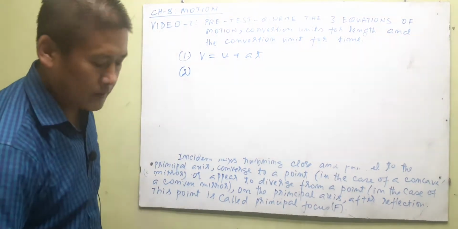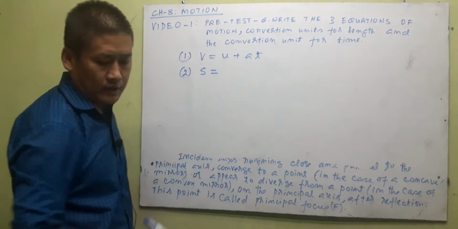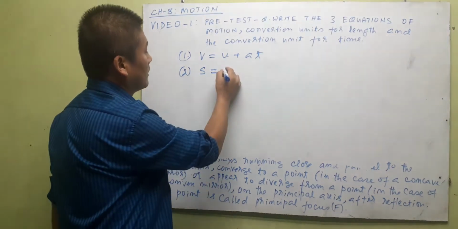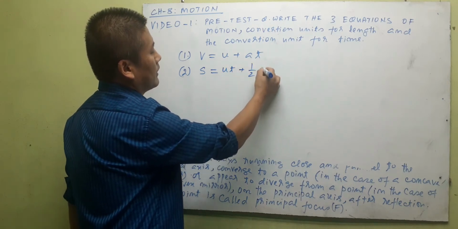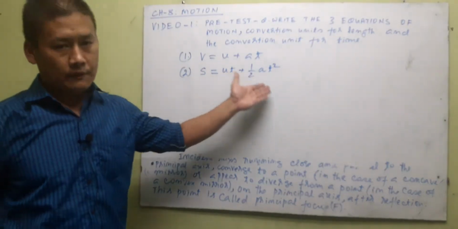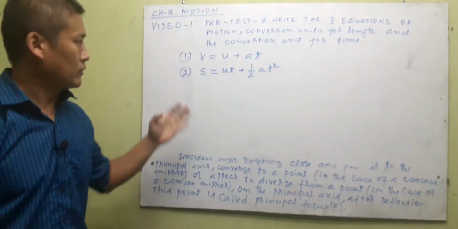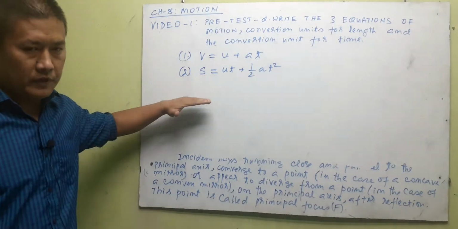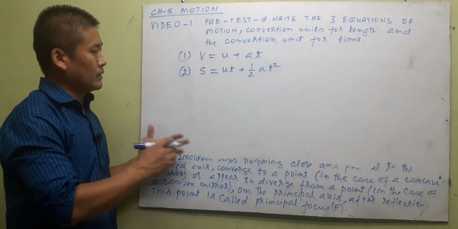The second famous equation of motion is s. The letter s here stands for distance. s = ut + ½at². It means u, initial velocity, into t, time, plus half a, acceleration, into t squared. Memorize it well because you're going to need these 3 equations frequently in the numericals in this chapter. So we're going to start with them before we start explaining the chapter.